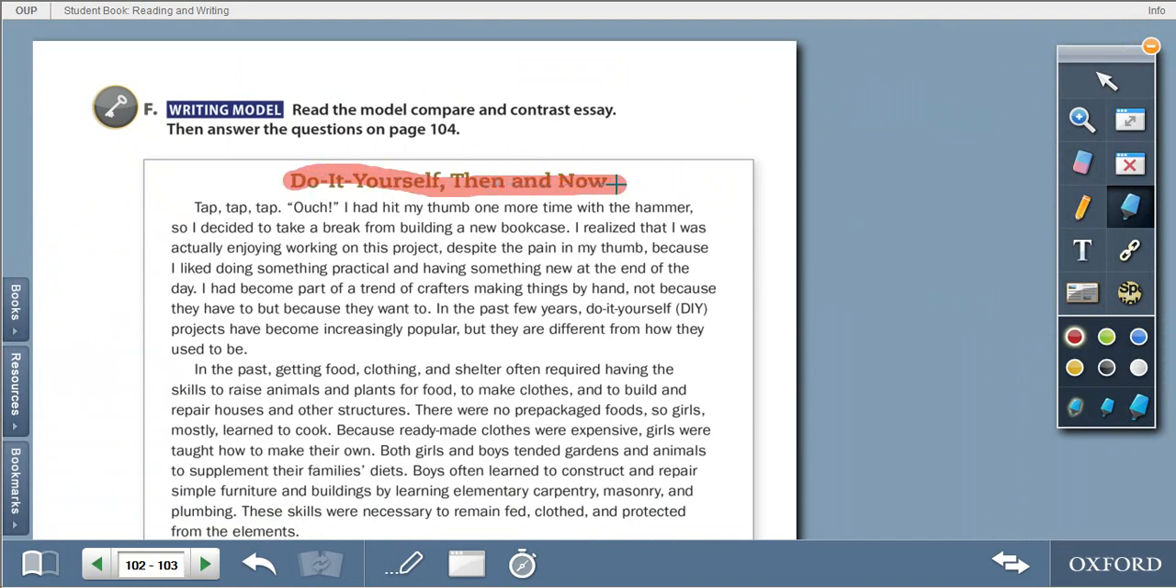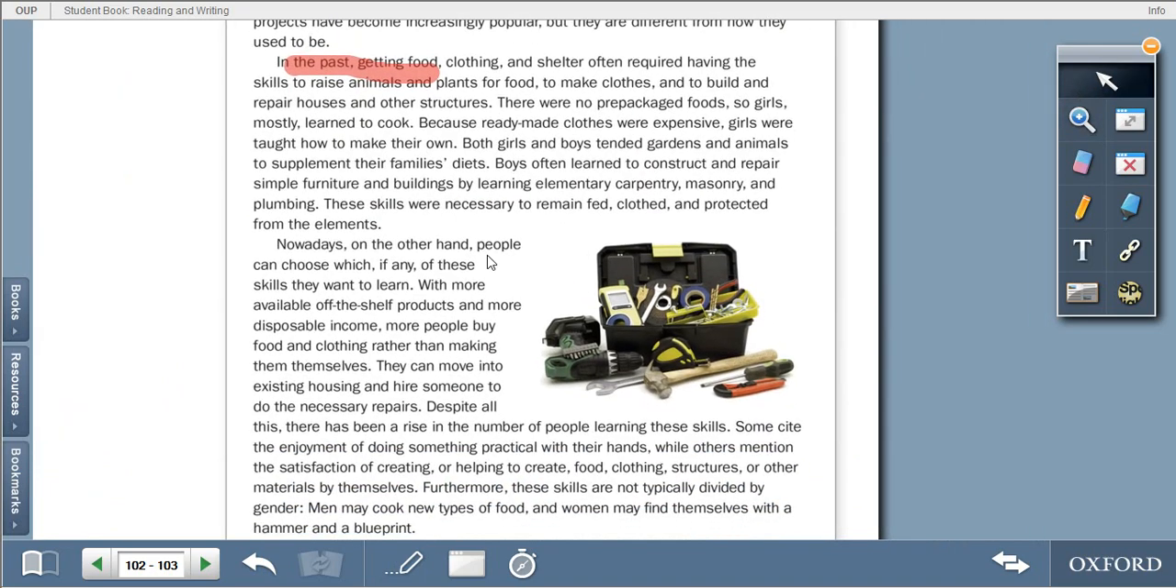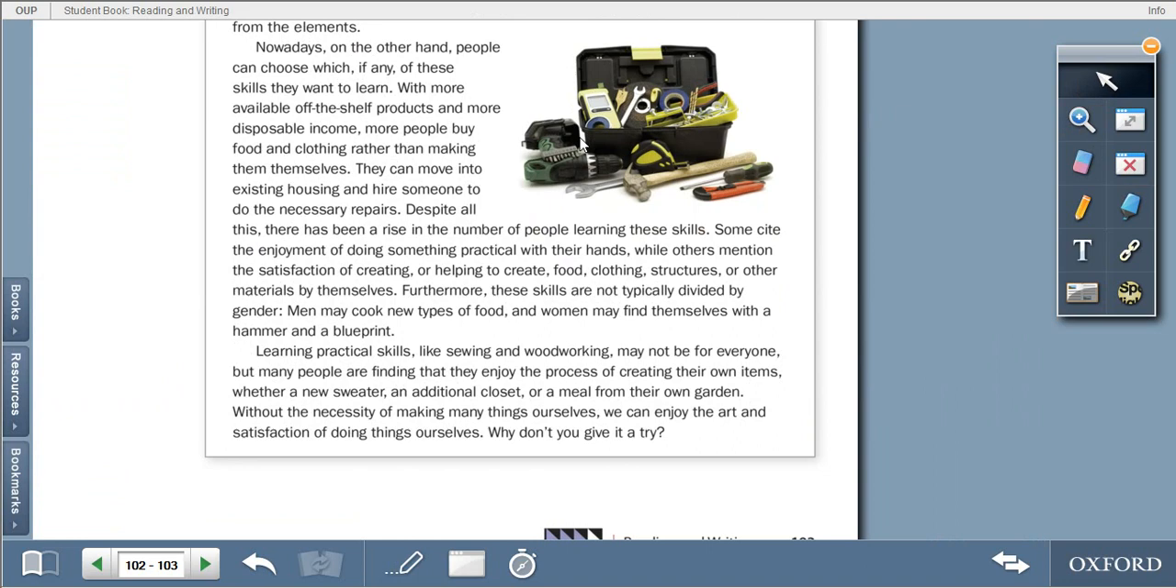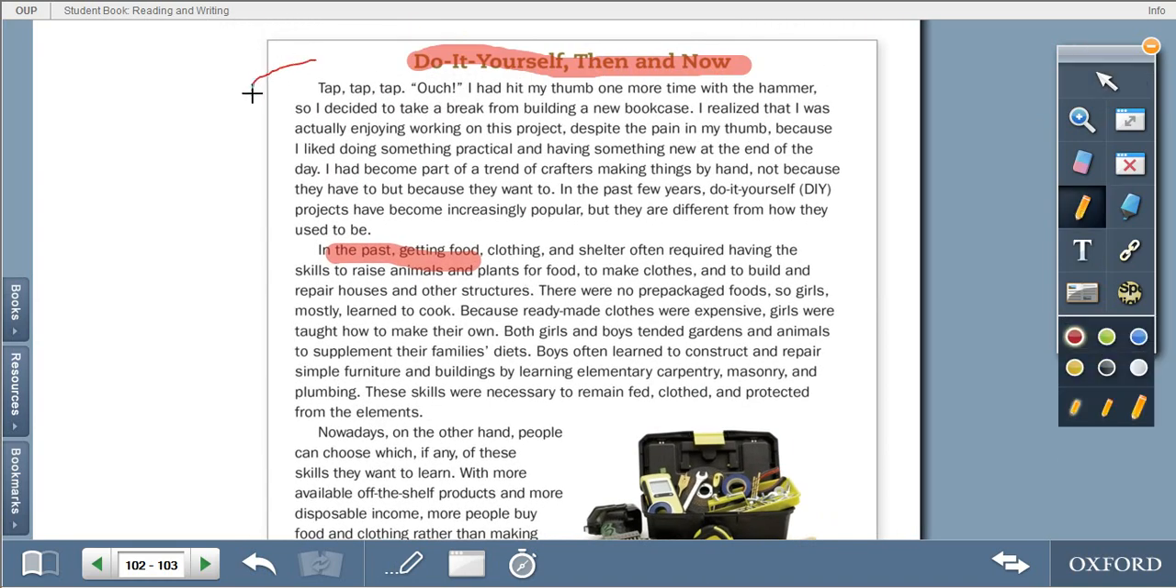How is do it yourself effective, or what do you think? Do it yourself, you do something yourself, how it was in the past and how it is now. The writer is comparing how people got food in the past. Nowadays, on the other hand, people can choose which skills, if any, they want to learn. So people learn only a few skills. In the past, people had a lot of skills. So the final paragraph is the concluding paragraph. Here you will find the concluding sentence, and in the first paragraph you will find the thesis statement.